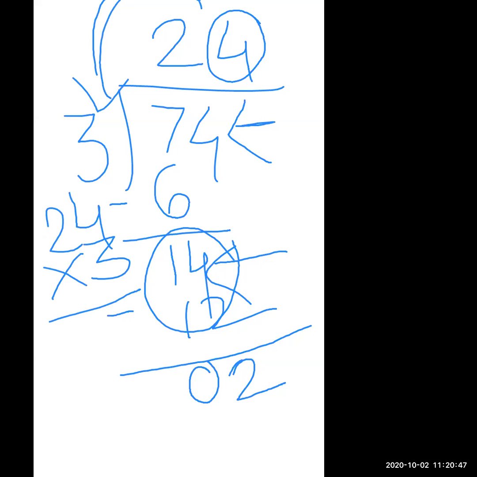4 3s are 12. So 2 is here, 1 is carry. 3 2s are 6, 6 plus 1, 7. 72. Now which number do you want to add? Tell me. Yes, which number do you want to add? Yes, Manasvi, very good.